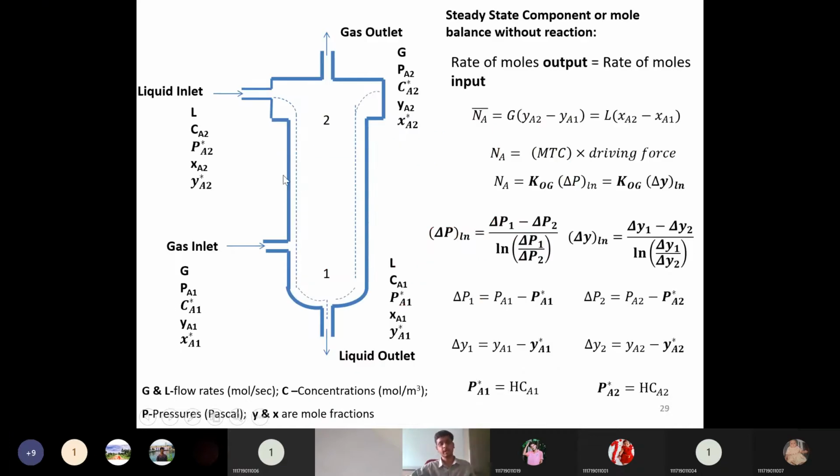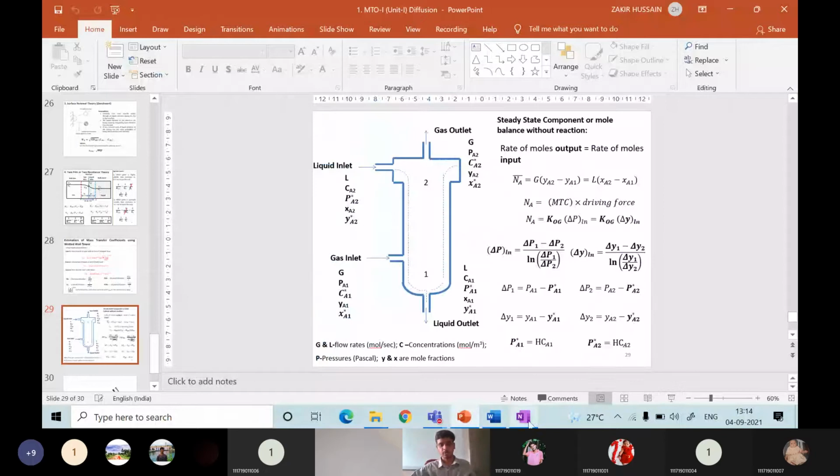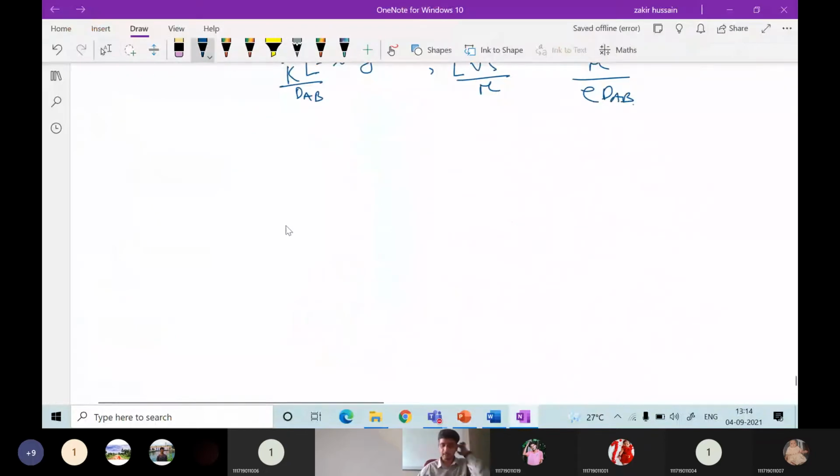Then how to conduct an experiment in the wetted wall tower, we will see now. How to conduct an experiment. For example, if this is a wetted wall tower, how will it look?